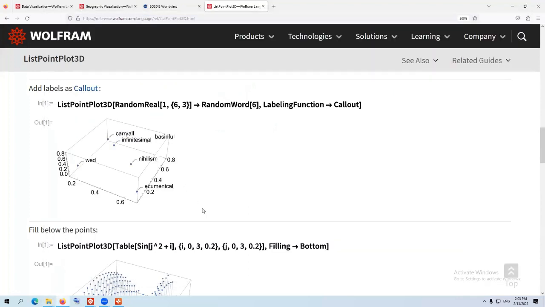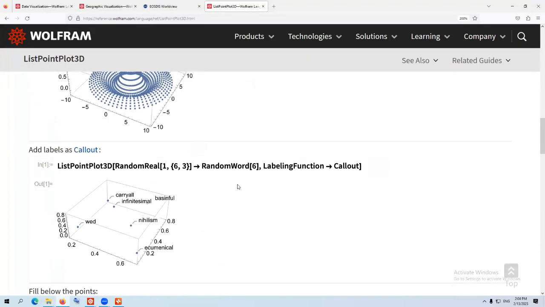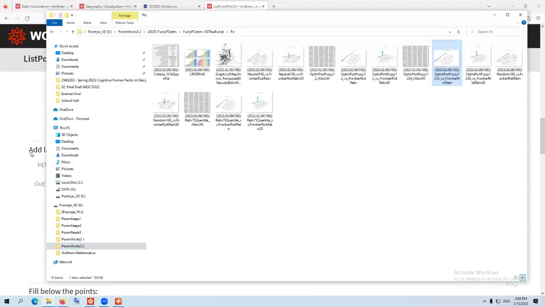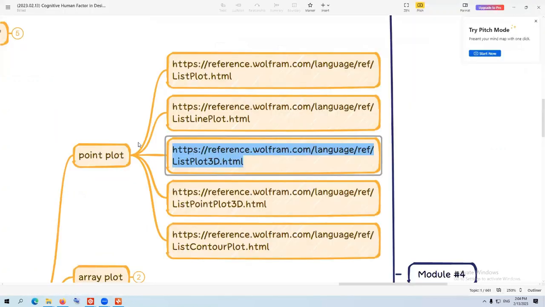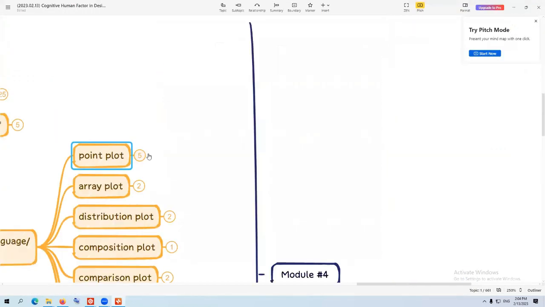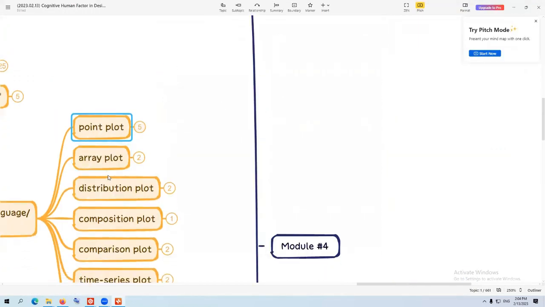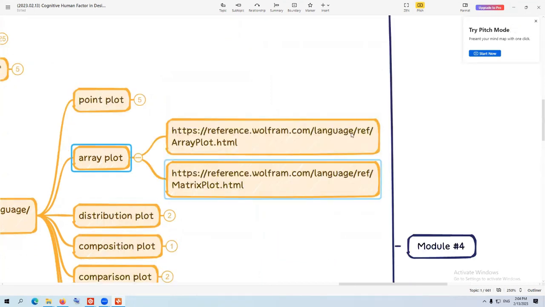That's one example. So this is a point plot, literally putting points on a 3-dimensional or 2-dimensional axis. Number 2, point plot. These are the resource pages. You can click to here and search them, but I put them here. The other one is called an array plot.